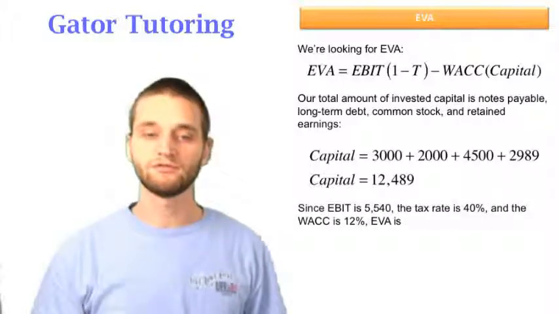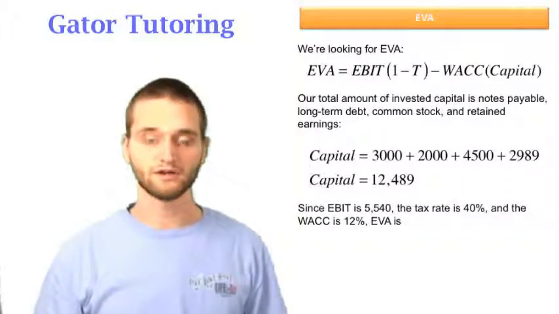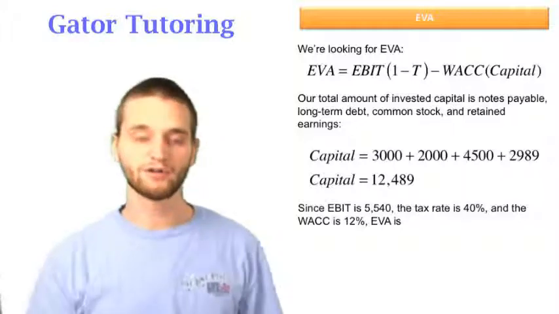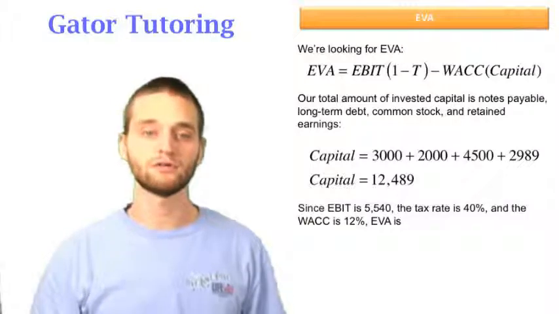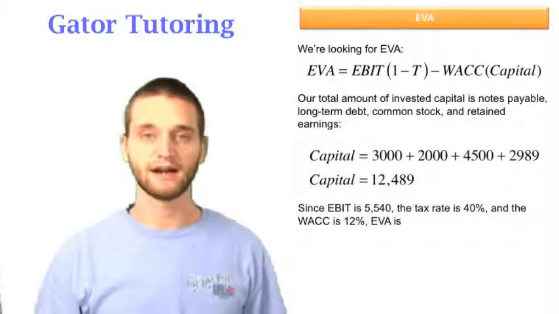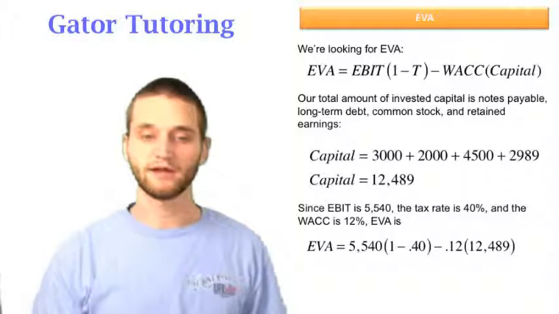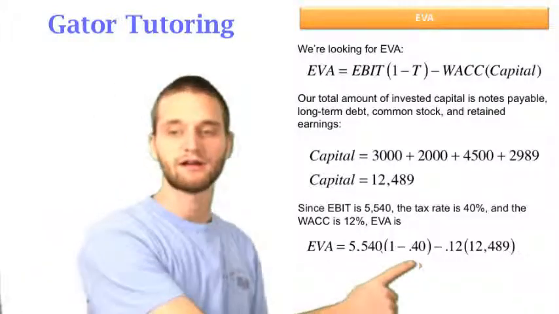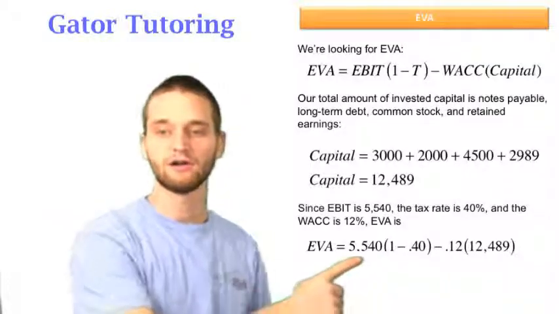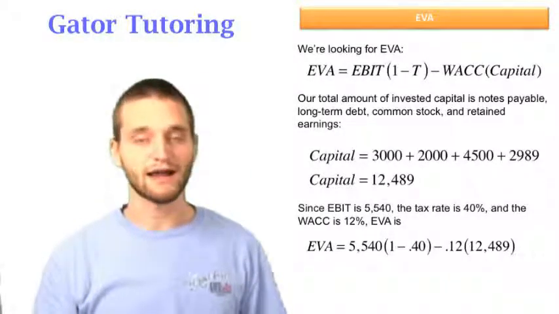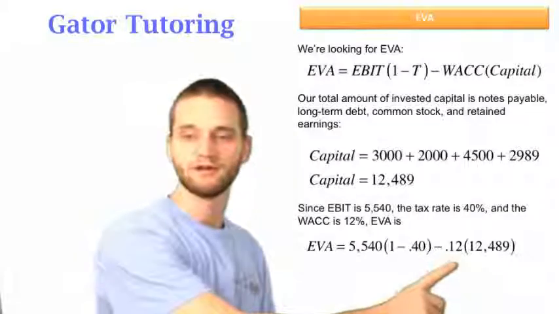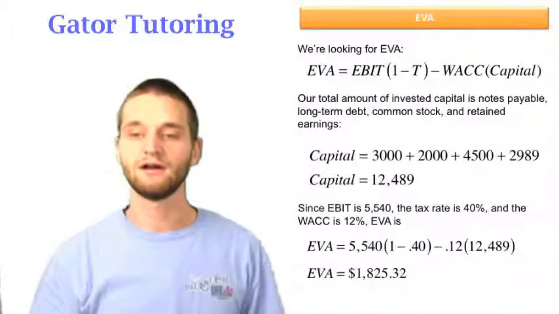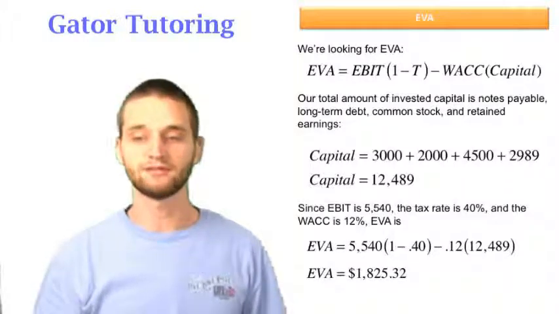Since EBIT is $5,540, we're given that, and the tax rate is 40%, and the WACC is 12%, well, we can just plug all of these components into our formula and directly calculate economic value added. So again, we plug in our EBIT, 5,540, multiply it by 1 minus the tax rate, and sometimes this whole value here is called NOPAT, and then we subtract our weighted average cost of capital of 12% and multiply it by our capital budget of $12,000. And we get an economic value added of $1,825.32.